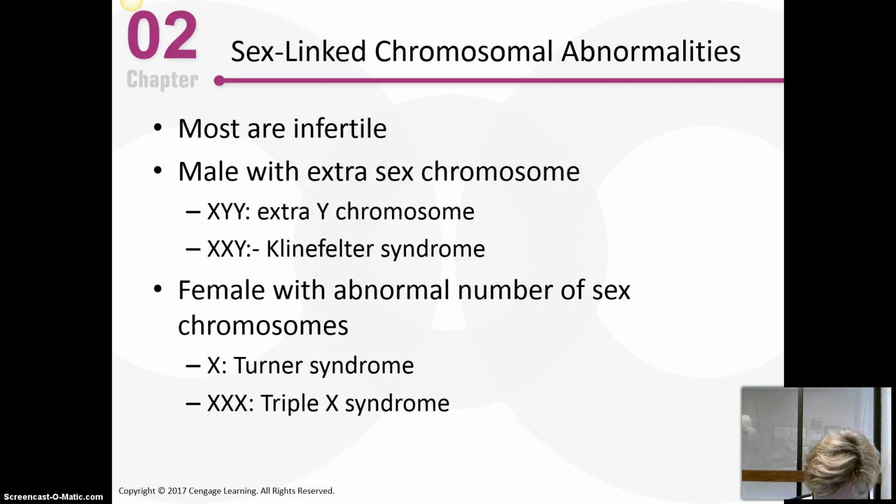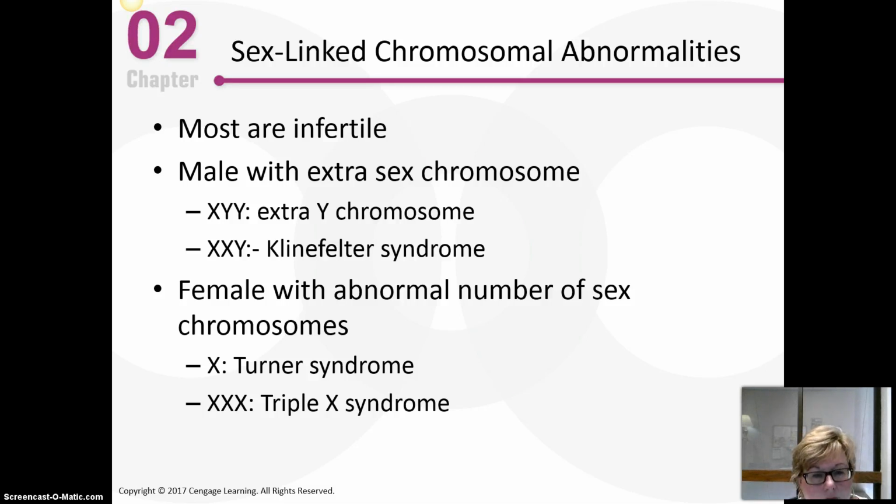Sex-linked chromosomal abnormalities are caused by an abnormal number of sex chromosomes, which is that 23rd set that we talked about earlier, where mom always contributes an X and dad contributes either an X or a Y. Most are infertile. A male with an extra sex chromosome could be an XYY, where there's an extra Y chromosome. Children born with this are going to be male because it's an X and a Y, and they'll usually be taller and have very thick beards.